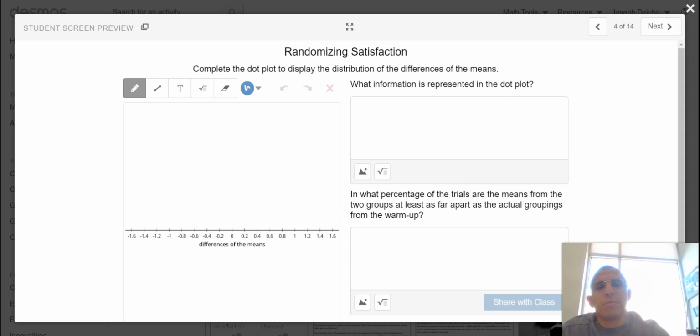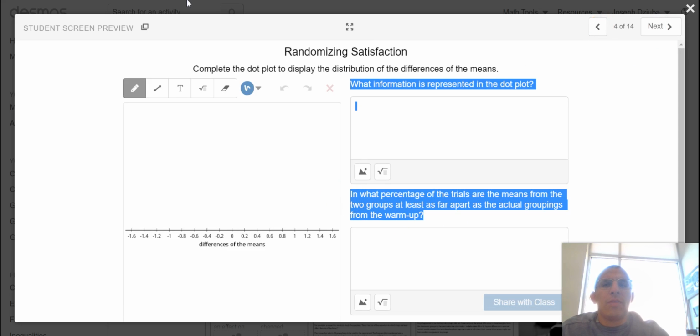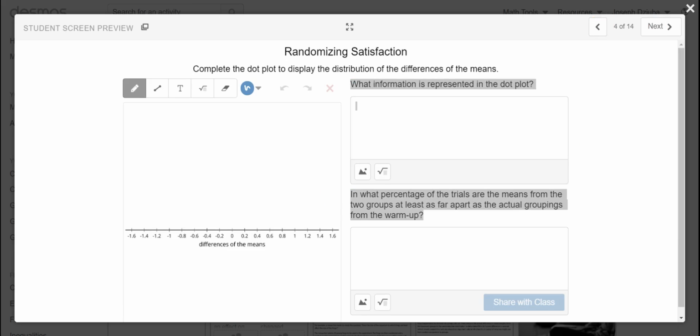What information is represented in the dot plot, and what percentage of the trials are the means from the two groups at least as far apart as the actual groupings from the warm-up? I would like for you to think through what that actually means.